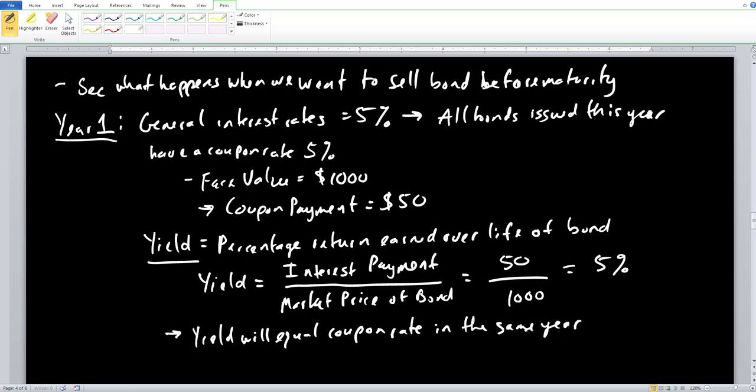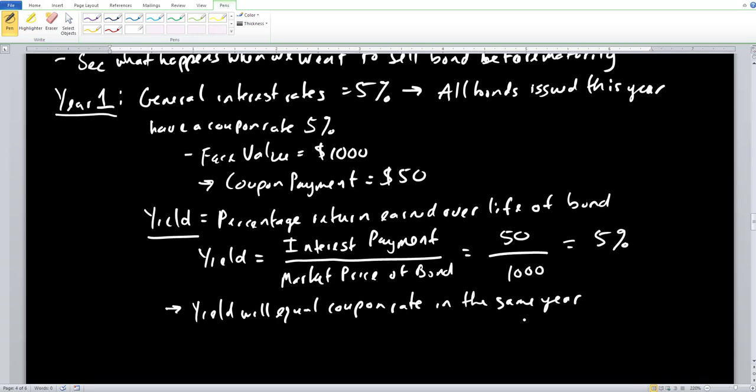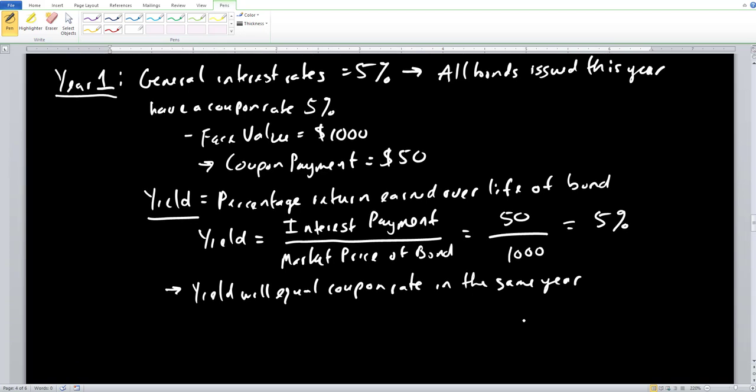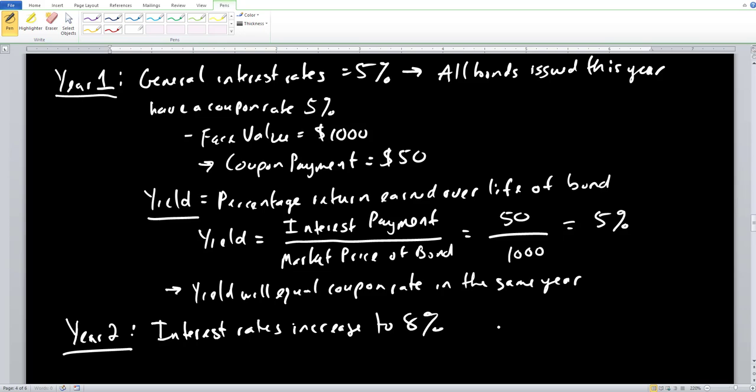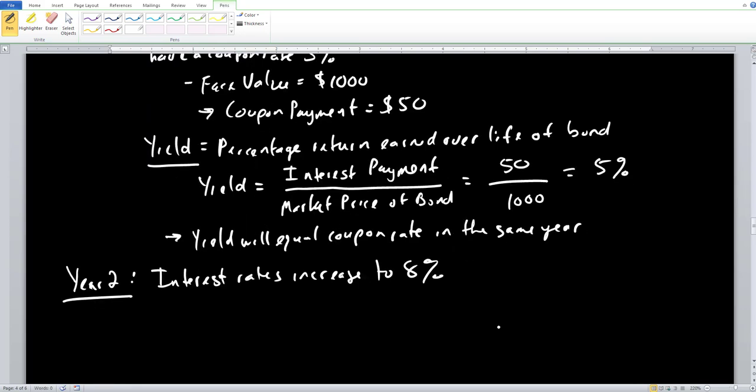So just once again simplifying the bond analysis that we've laid out in the previous section. But now suppose that we want to go ahead and sell the bond in year number 2. But in year number 2, a few of the market forces have changed. So in year number 2, the next year, we notice that the interest rates have actually increased to 8%. Something happens within the loanable funds market that causes the interest rates to increase to 8%.